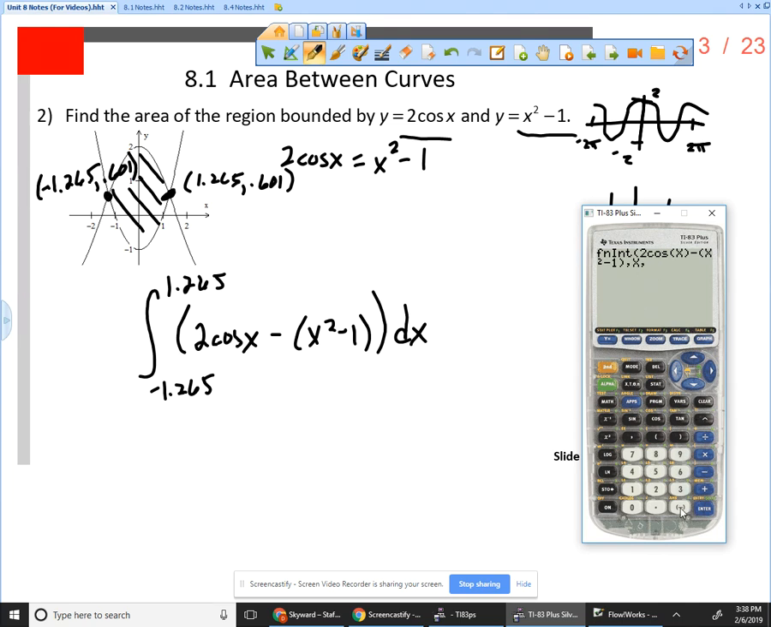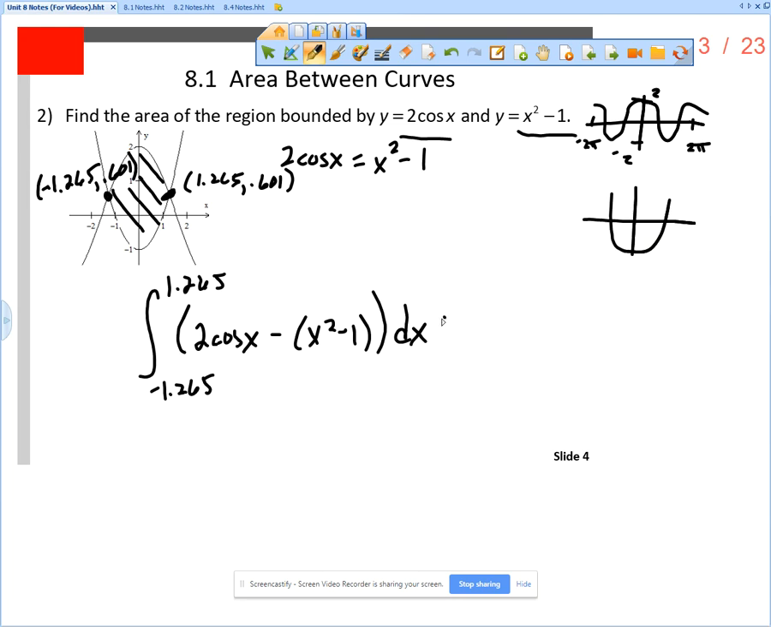So that's the lower limit of integration, -1.265, comma b, the upper limit of integration, 1.265. Okay, and then I close parenthesis on the integral. All right, so now I hit enter, and it calculates my integral of 4.995. So we can say that this area is approximately 4.995.